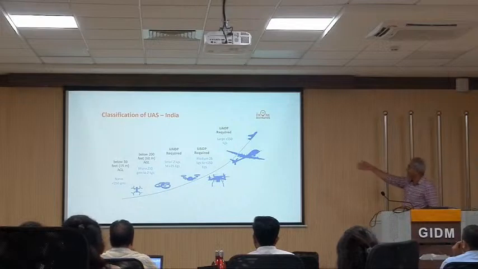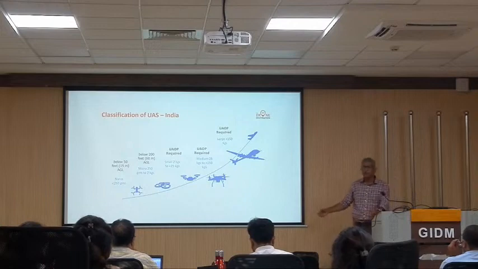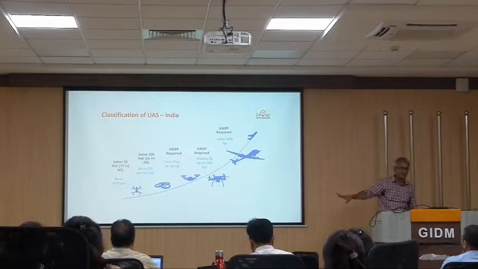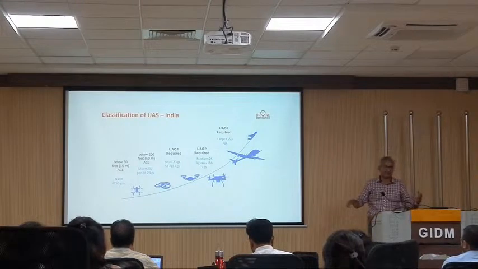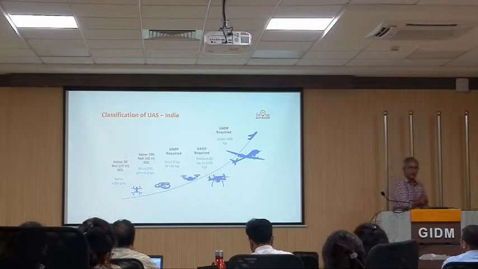This is maybe for military purpose, for agriculture purpose and so on. For mapping purpose, micro category is good enough for most of the surveys. If in case you want a radar and something like that, small category will suffice your requirement.